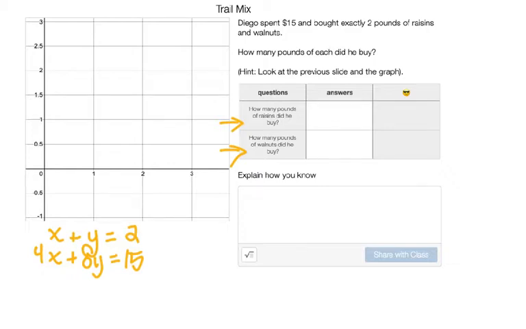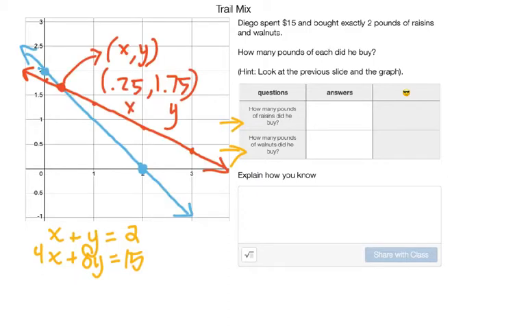So I'm going to draw that in right away. I went ahead and drew in the graph that should have shown up in our lesson. On slide 12, it showed up. Basically what I'm looking for is this point of intersection right here. This point of intersection is where both values sit on both equations. So x is 0.25 and y is 1.75.